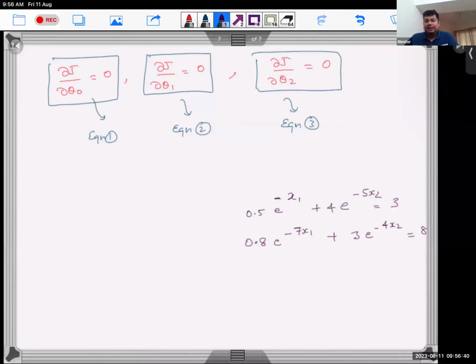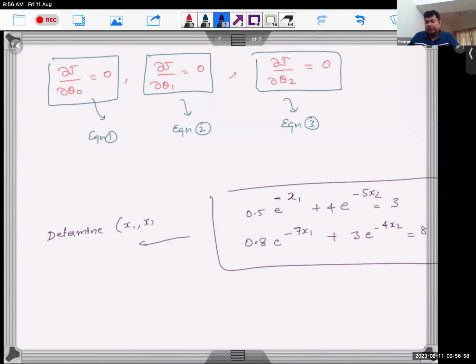We can take the differential. Differential as in? For the x1 powers. Why would I take the differential if I'm telling you these are the two equations and I want to determine x1 and x2 from them? Find me a solution of x1 and x2 which satisfies the two equations. That's the question.